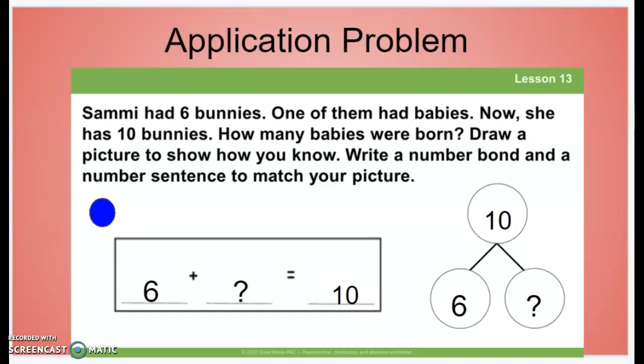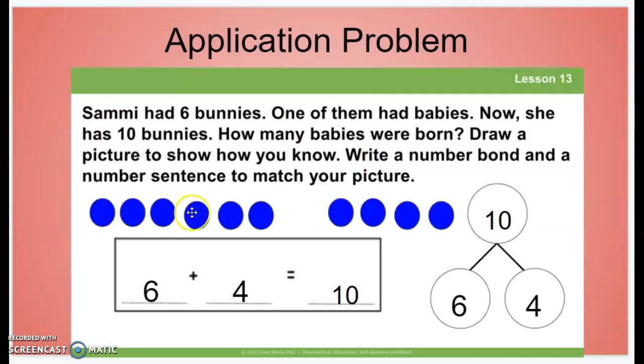So here I started it off for you. I filled out my number sentence. I figured out that there were 6 bunnies, of course, because it's already there. The problem is telling us, and it's a part. And one of them had babies, so that one I don't know. That's the other missing part. She has 10 in total, so I filled out my number sentence. 6 plus something equals 10. And here's my number bond as well.